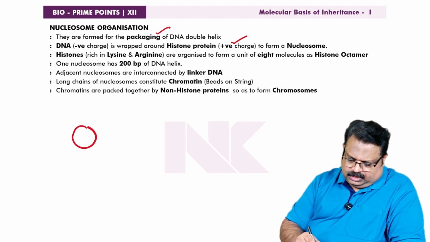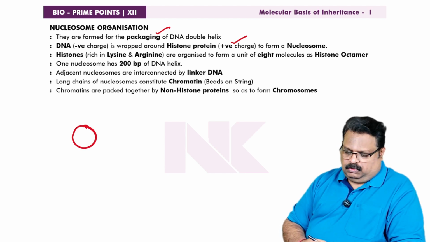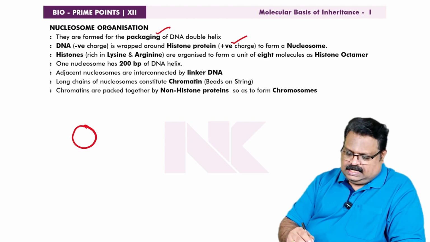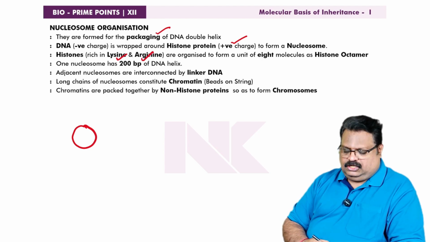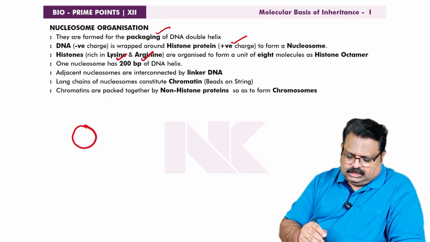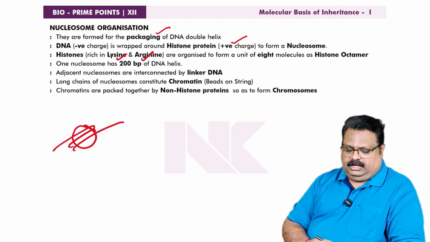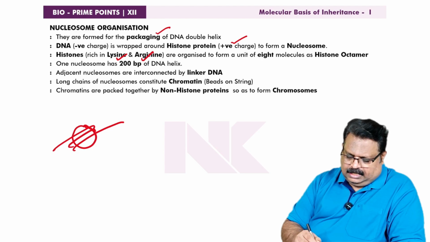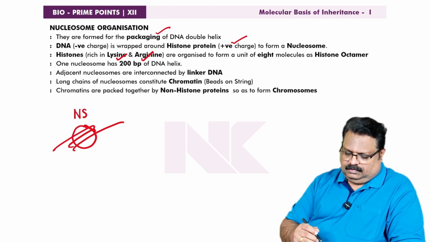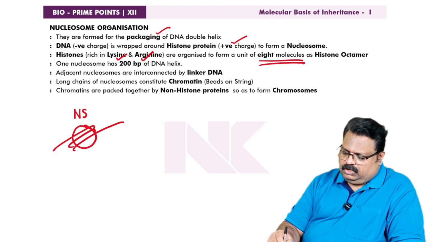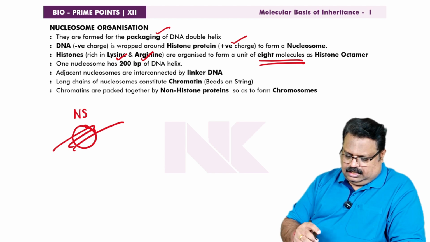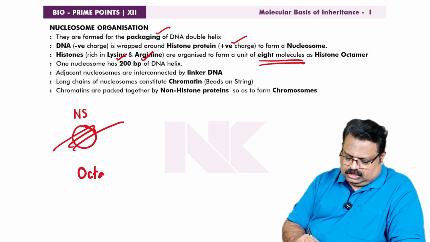Suppose this is a histone protein. It is a positively charged protein where basic amino acids such as lysine and arginine are abundantly present. The negatively charged DNA molecule is coiled around the histone protein. The histone plus the wrapped DNA together form what is called a nucleosome. Histones, rich in lysine and arginine, are organized to form a unit of 8 molecules, so the histone is always called a histone octamer.